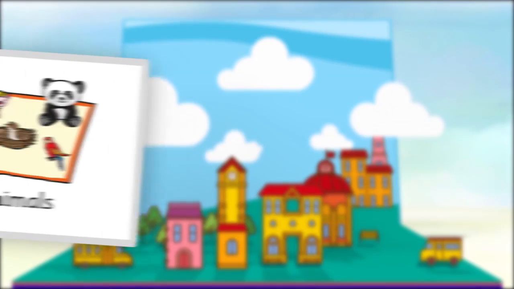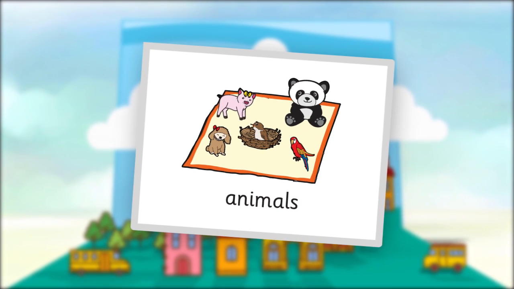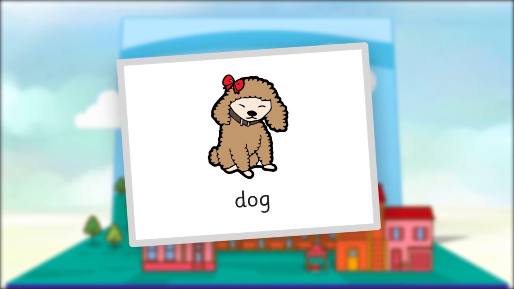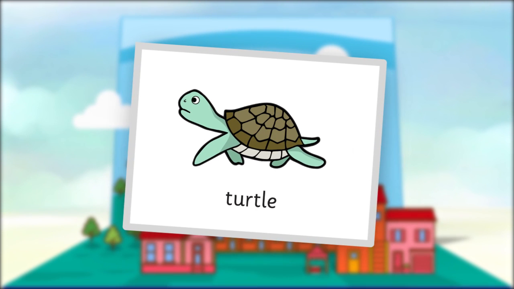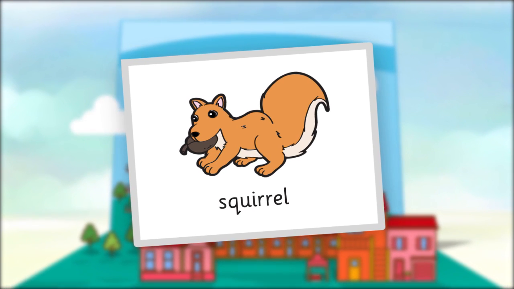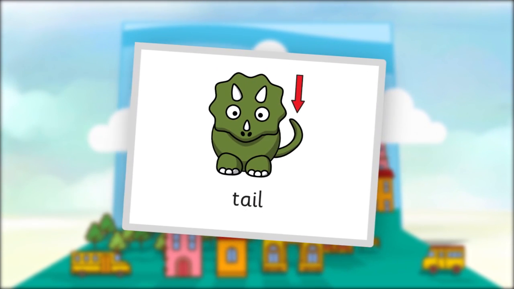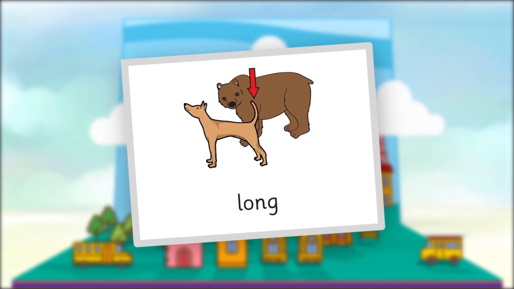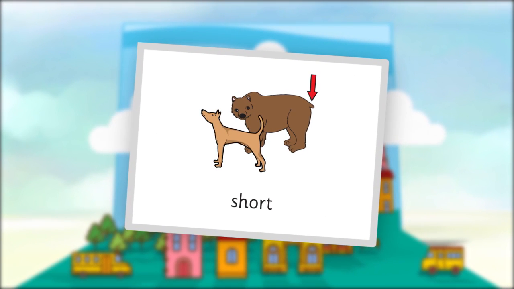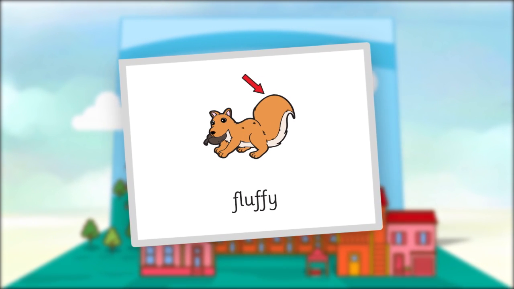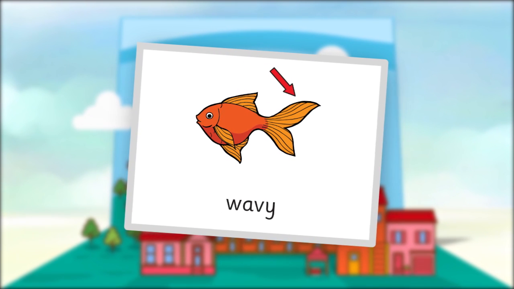Okay guys, it's time to listen to a story. But first, let's review some words. First word is animals. Animals. Next is dog. Dog. Turtle. Squirrel. Tail. Long. Short. Fluffy. And wavy.